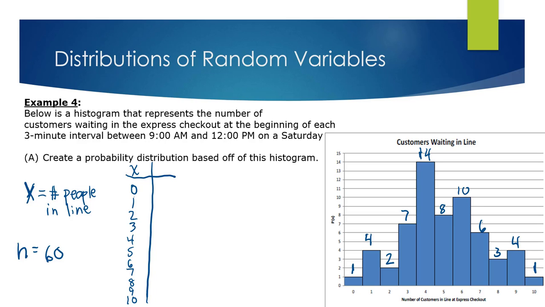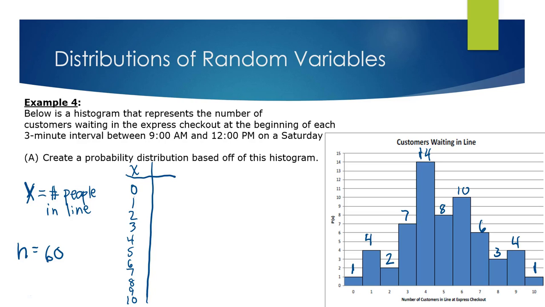And it kind of makes sense. Because if I look at 9 a.m. to 12 p.m., that's 3 hours. 3 hours is 180 minutes. And if I'm looking at 3-minute intervals, 180 minutes divided by 3 minutes is going to give me 60 of these intervals. So it makes sense in the long run.